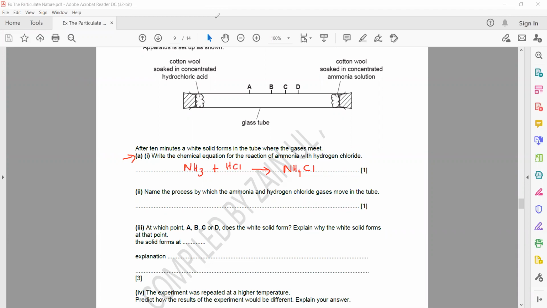Yeah, that's right. So the process is simply known as diffusion. The next part: at which point, A, B, C or D, does the white solid form? So which point will the white solid form? A, B, C or D? B is approximately the center of the tube.